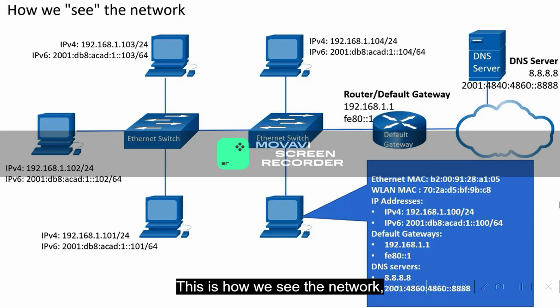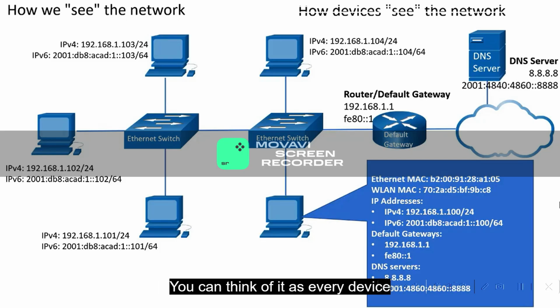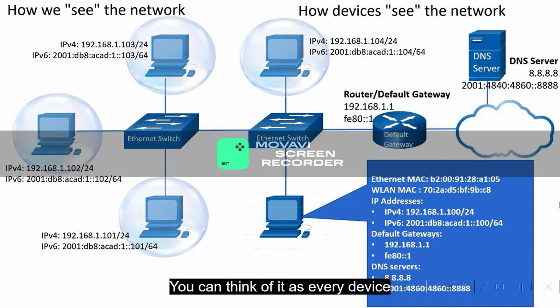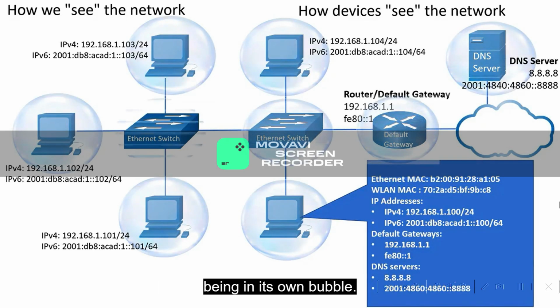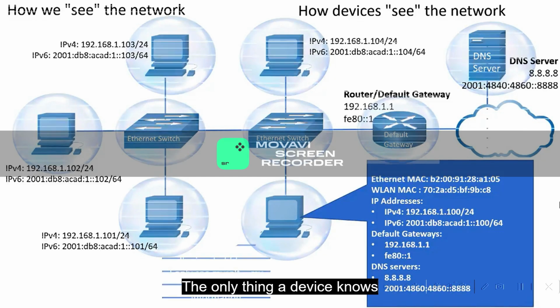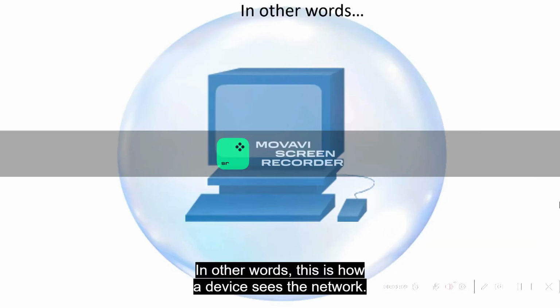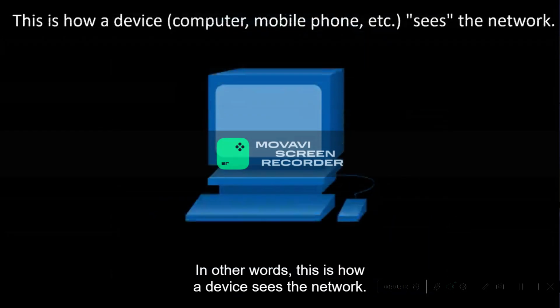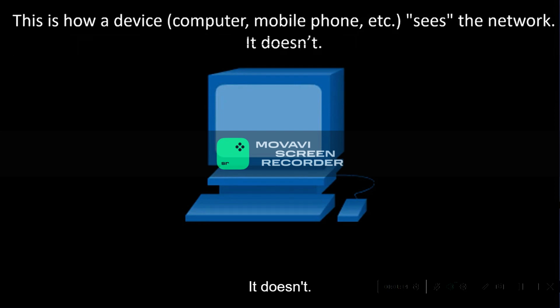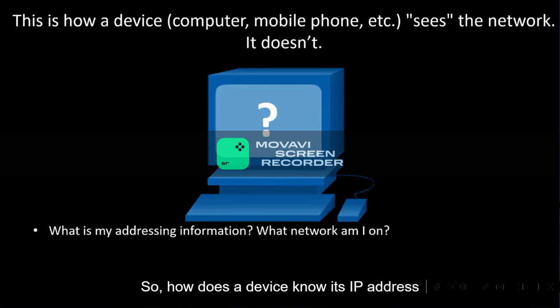This is how we see the network, but how do devices see the network? You can think of it as every device being in its own bubble. The only thing a device knows is its own addressing information. In other words, this is how a device sees the network. It doesn't. So, how does a device know its IP address and what network it belongs to?